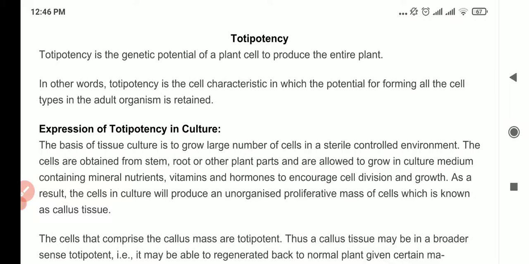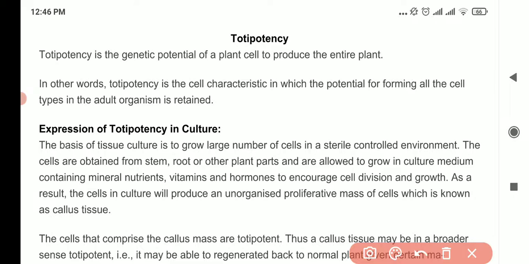In one cell, in its DNA, it has all the information to produce any type of cell, whether it's a root cell or a shoot cell, to generate the complete individual, okay? If you take just one cell, everything is already there, the information. So let's see how to express it in the culture.